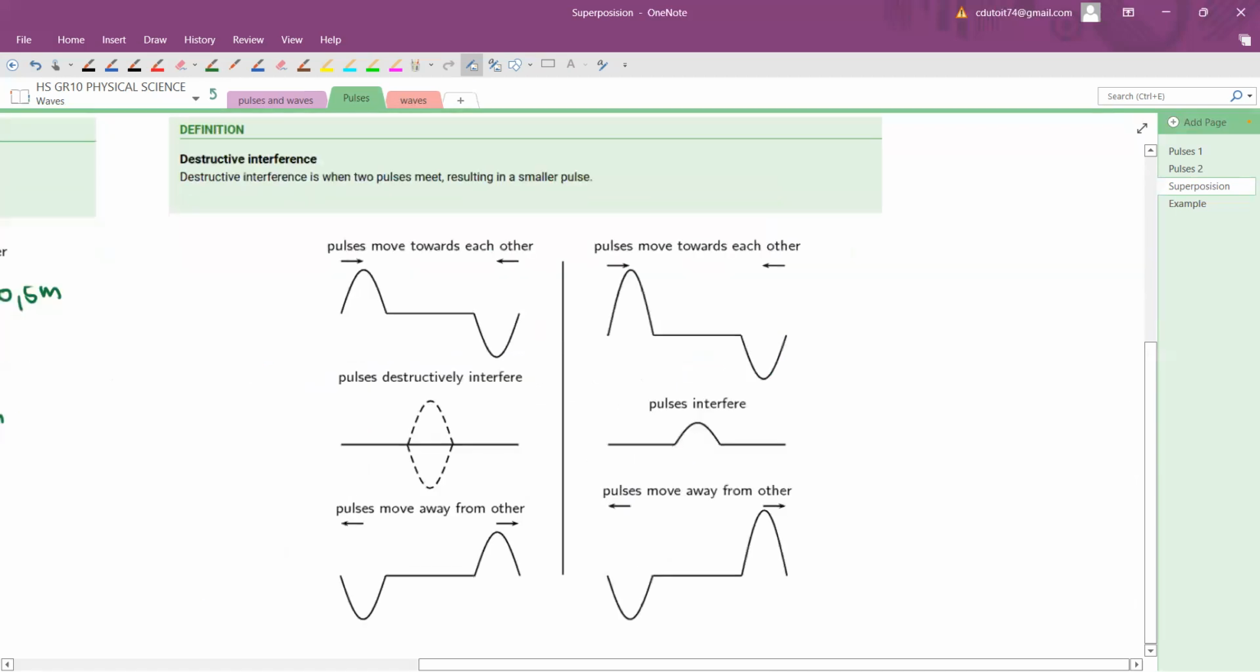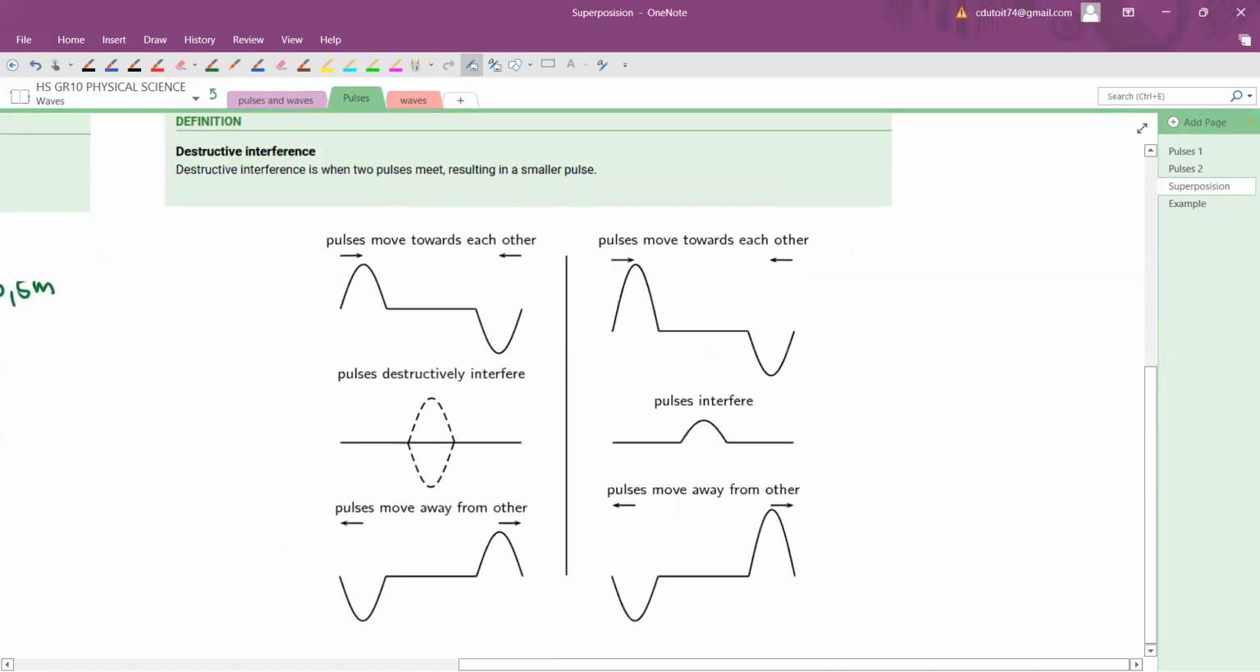You also get destructive interference. So if we have two pulses, the one is 0.2 meters and going to the right, and the other one is 0.2 meters going to the left, what will happen? The pulses will destruct one another and there will be no pulse. It will be just 0. And afterwards, they'll move into different directions. This 0.2 will move in that direction, and this 0.2 will move in that direction.